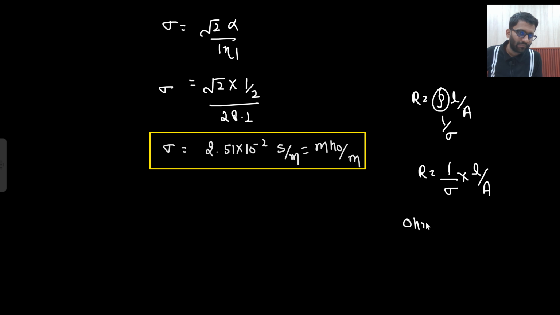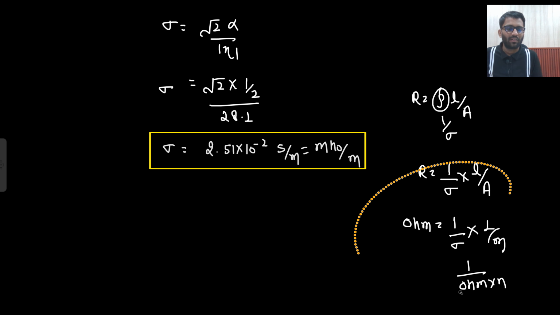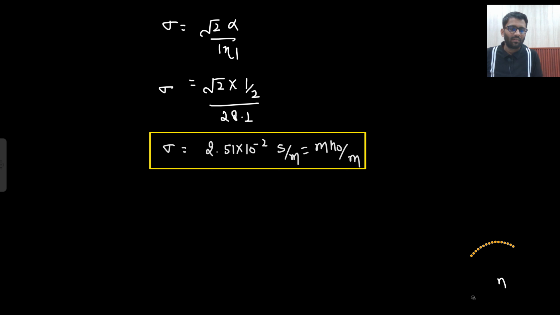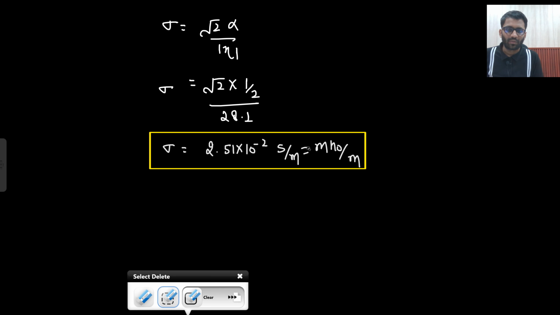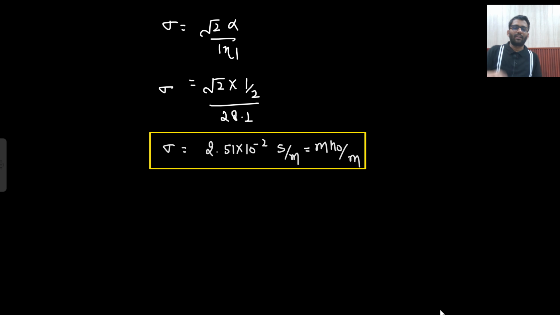This is your ohm into 1 by sigma, meter divided by meter square. So this is meter. So sigma is 1 by ohm meter, and 1 by ohm is mho. So mho by meter, or you can say Siemens by meter. If you want to write it down, you can write it down. Otherwise, you can remember Siemens by meter or mho by meter. So this is how we get the unit. Why am I putting the equal sign? Okay, equal sign because the units are the same. So this is the answer.